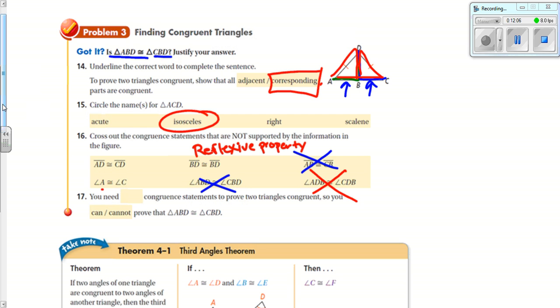So I only have 3 of the parts. In order to prove triangles congruent based upon congruent statements, I need to know 6 of them. I need to know that all 3 angles and all 3 sides are congruent. Right now, I only have half of the puzzle. So for right now, I cannot prove they're congruent based off of what I know.